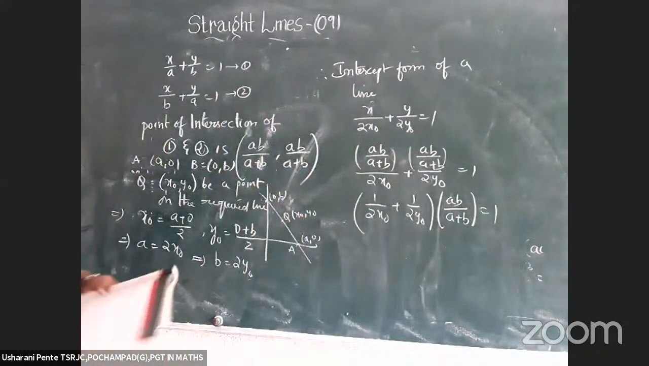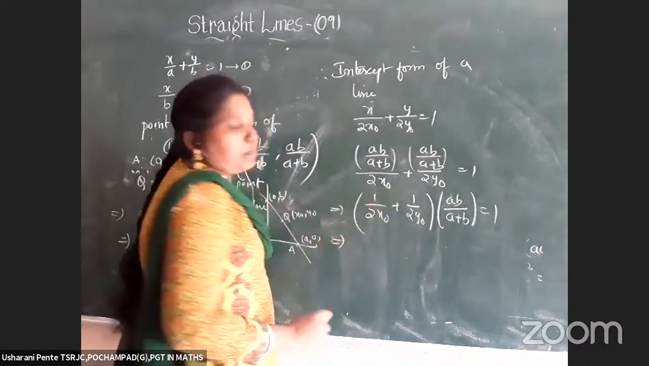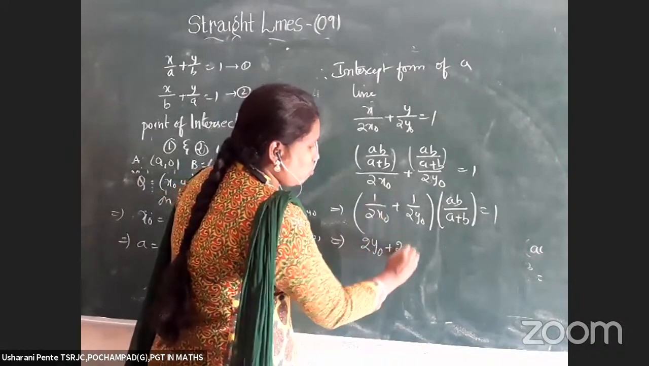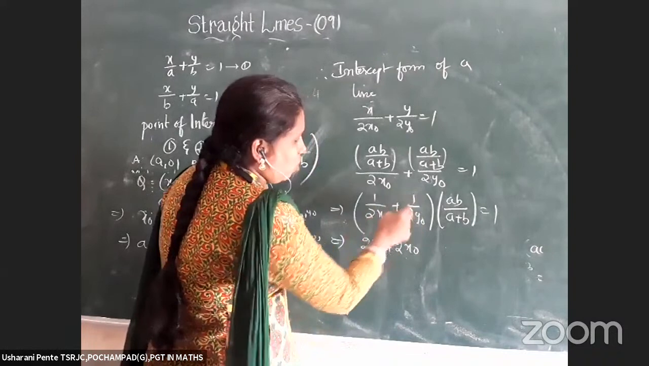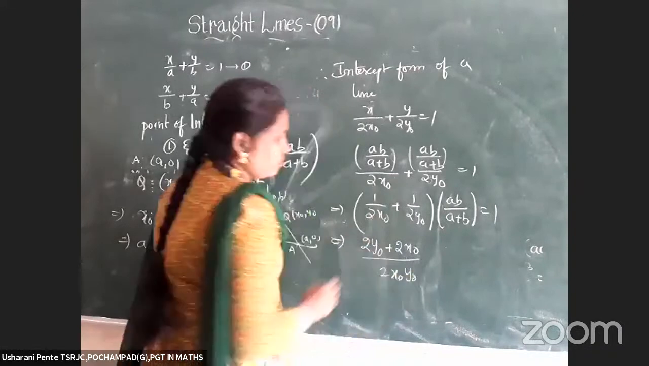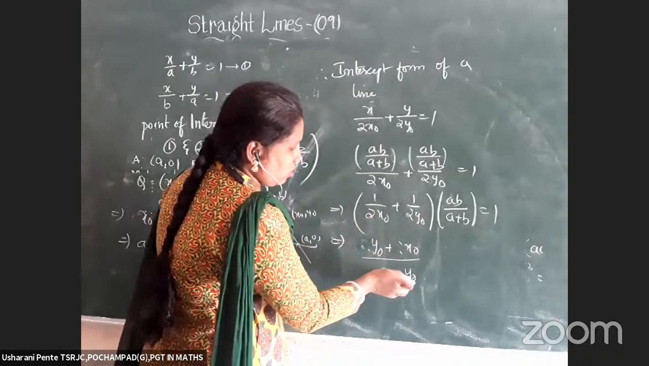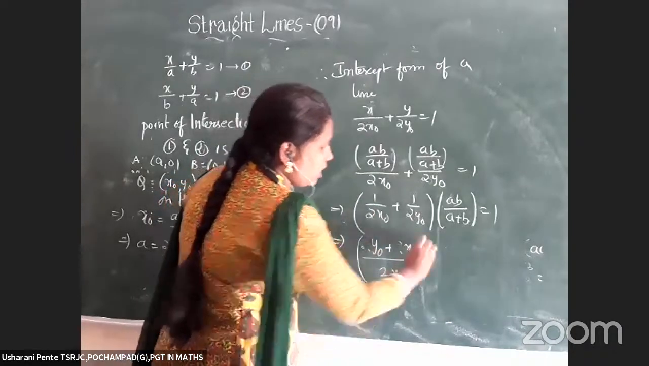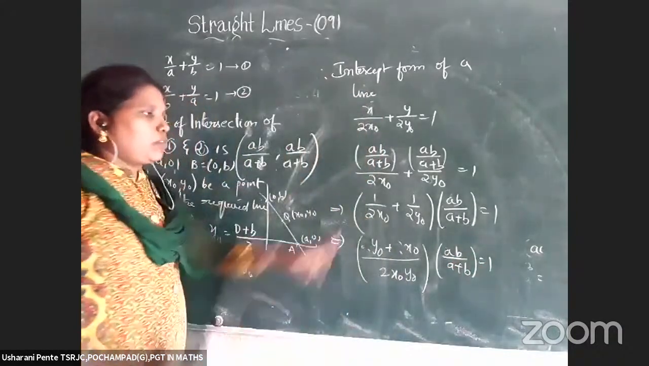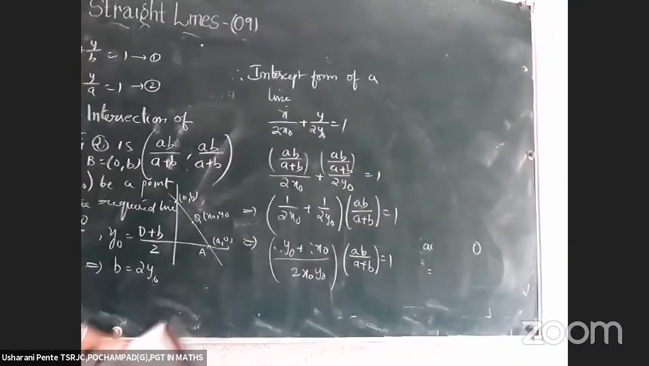If we simplify this equation, what will we get? 2y naught plus 2x naught by 2x naught y naught. Here, as 2 is common, we are writing 2x naught y naught, y naught plus x naught into AB by A plus B is equal to 1. The LCM over here is 2x naught y naught.